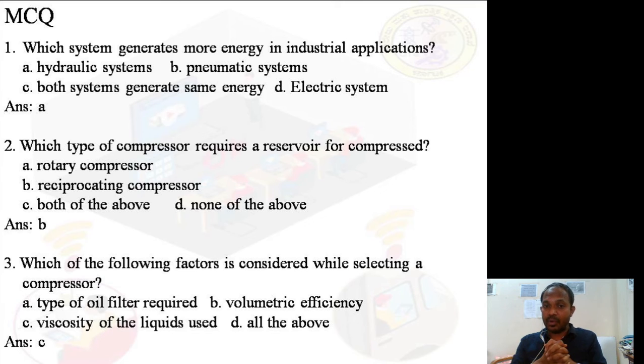Now the same question can also be changed like this. Which system is used more in food industries, preferably?